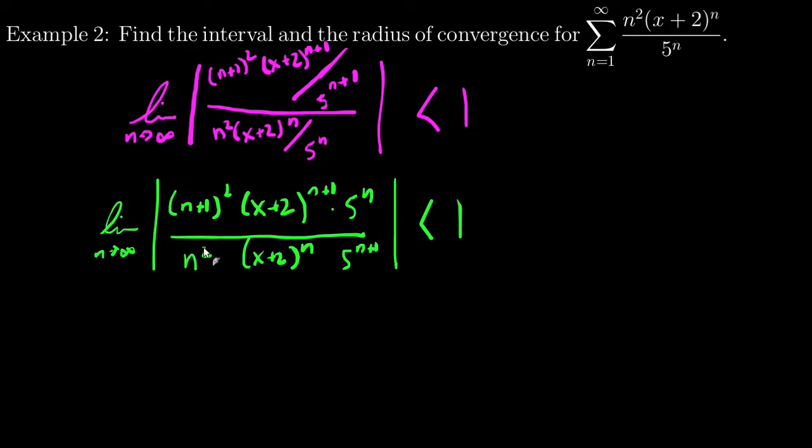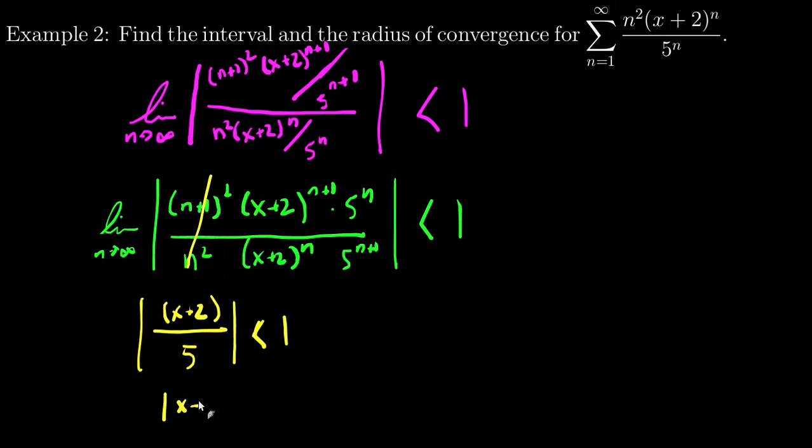And looking at this, just like before, now the n plus 1 squared over n squared approaches 1, so it doesn't change the limit. I have one more x plus 2 in the numerator, so I'll have an x plus 2 left over in the numerator. And I have one more 5 in the denominator, so I'll have a 5 left over in the denominator. When I take care of the multiplication in here, I'm just left with sort of an addition, that's going to give me the radius of convergence. So when I multiply both sides by 5, I get the absolute value of x plus 2 is less than 5, and that's the radius of convergence. Radius equals 5.